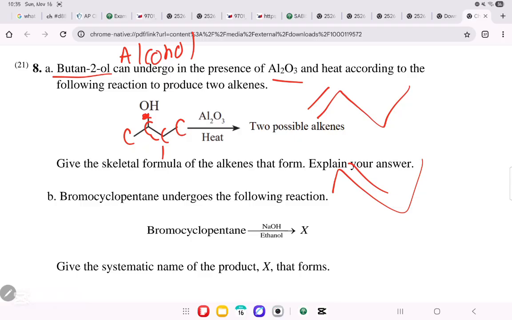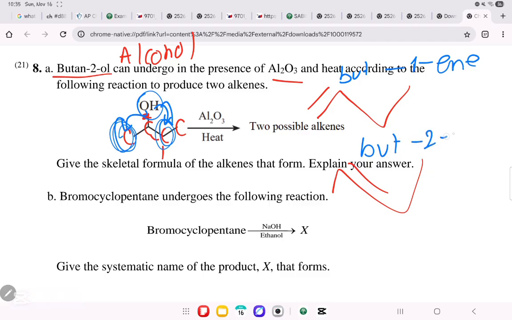So what happens? It eliminates a water molecule, and we have a double bond from where the OH is. So we have the OH carbon. That means with this carbon it will form a double bond, or with this carbon it will form a double bond. So it will either form but-1-ene or but-2-ene. We'll move on to part B.